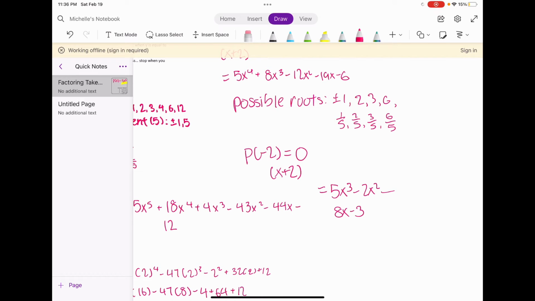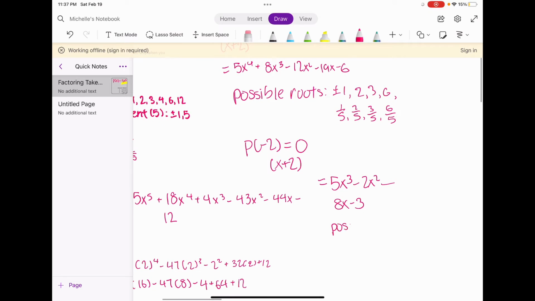We have negative 3 as our constant, and the factors of negative 3 are positive and negative 1 and positive and negative 3. So our possible roots for this equation are going to be positive and negative 1, 3, 1/5, and 3/5. I can't even, that is really ugly.